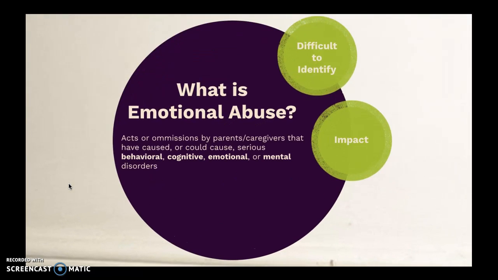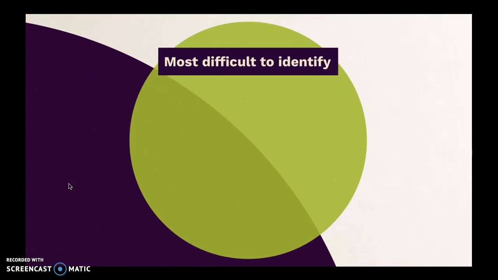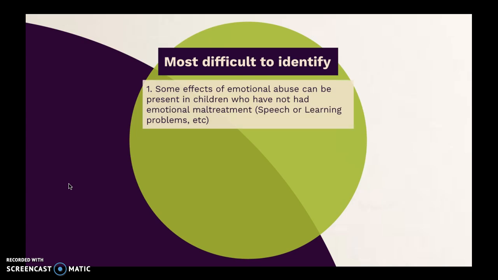Emotional abuse includes acts or omissions by parents and caregivers that have caused or could cause serious behavioral, cognitive, emotional, or mental disorders. So that's a pretty broad range, which makes emotional abuse the most difficult to identify. A few reasons why it is more difficult to identify emotional abuse than other abuse is, first off, some effects of emotional abuse can be present in children who have not had emotional maltreatment.